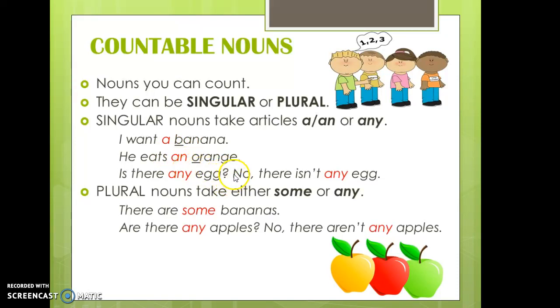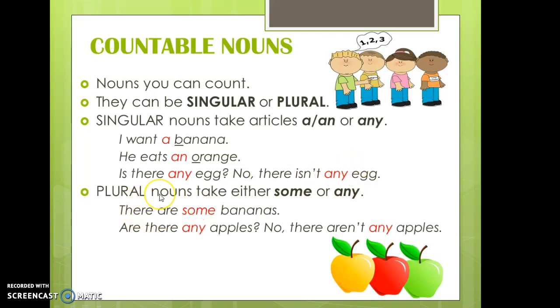Then, if we've got a question, we put any. Is there any egg? No, there isn't. Negative sentence. We put any as well, so there isn't any egg.